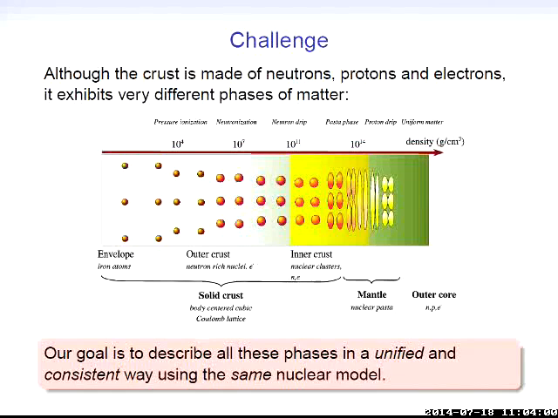Well, actually, we have a whole variety of different phases of this matter, and the challenge is to describe all these different phases in a consistent way, using the same nuclear model, where at very low density you have only nuclei, but at higher density you have some kind of neutron-proton clusters with a neutron liquid permeating them. So our goal in Brussels is to describe these phases using the same nuclear model.